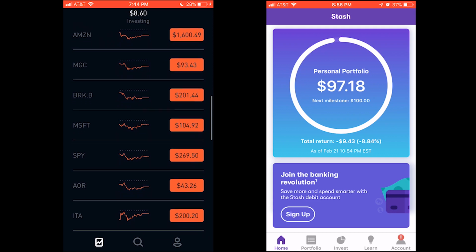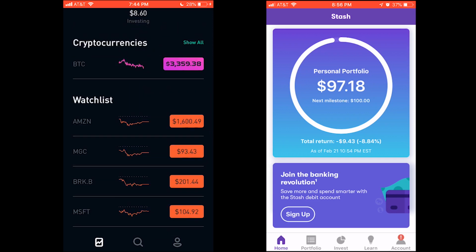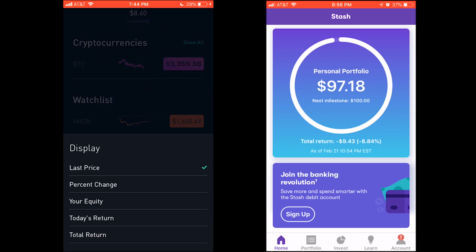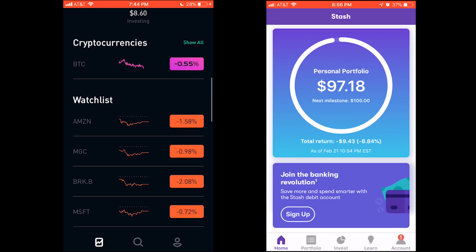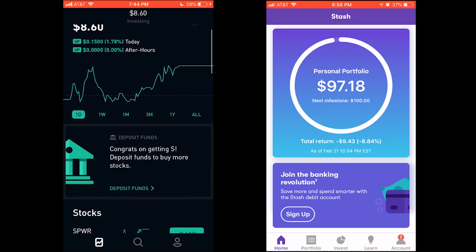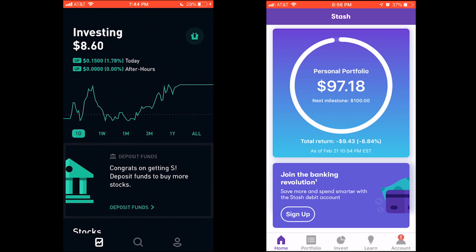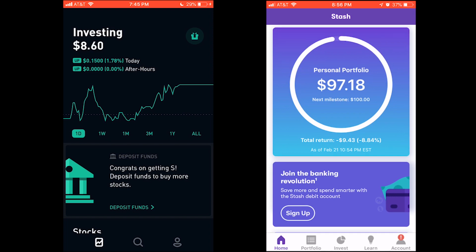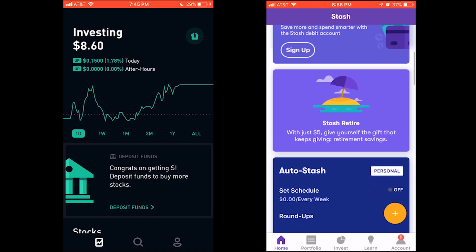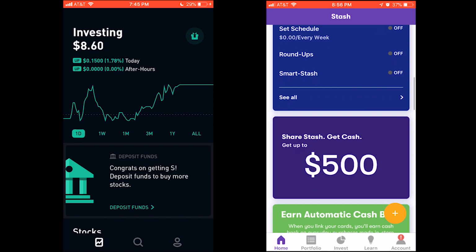Robinhood gives us a lot of information about how individual stocks are performing, and we can choose to see the numbers in whatever way we want: price, percentage, whatever. Stash also looks wonderful, but it gives a lot less information about how your stocks are doing over time. We get the current balance of our portfolio, which, to be fair, is probably the most important, and the overall return, but we don't see the daily movement of any of our stocks.